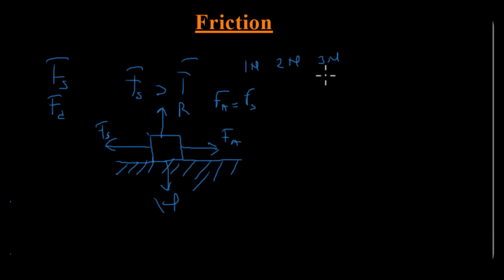3 newtons, same thing, my box didn't move, so F is equal to Fs. 4 newtons, same thing, my box didn't move, F is equal to Fs. Then, when I applied a force of 5 newtons, I discovered that my object just started moving, at the verge of moving. Now, when that happens, I can sketch this on a graph.